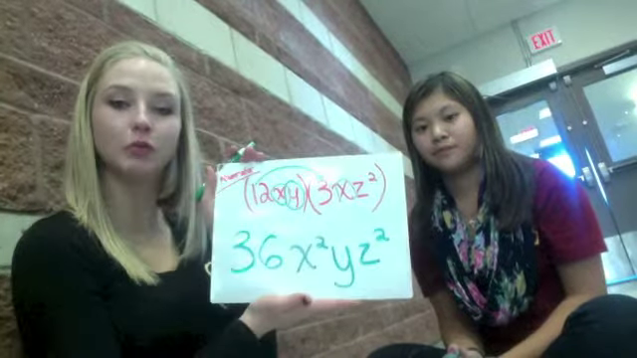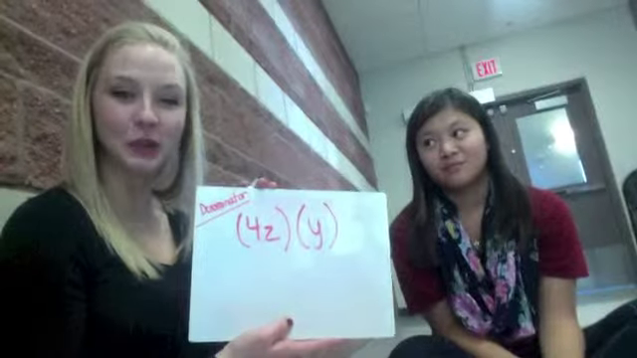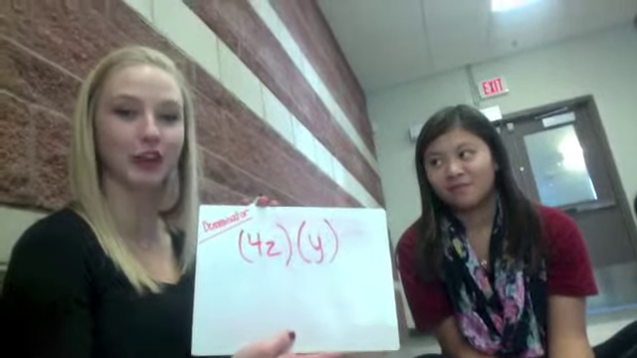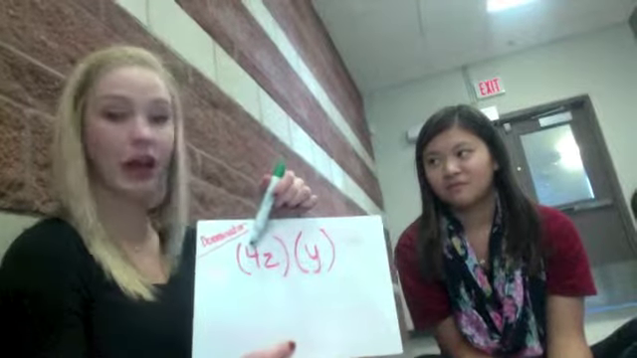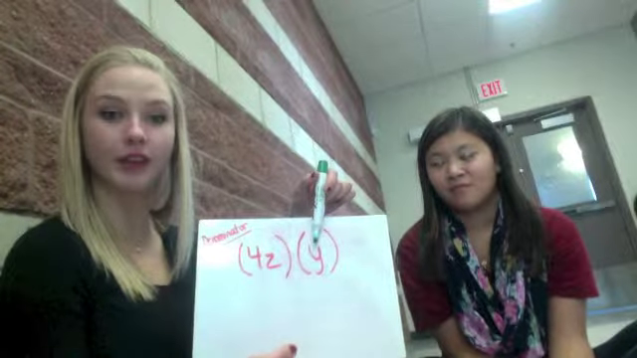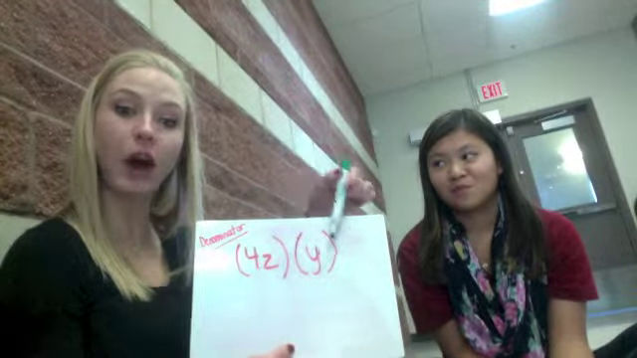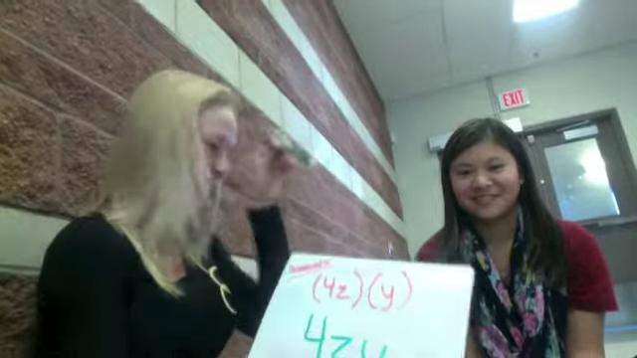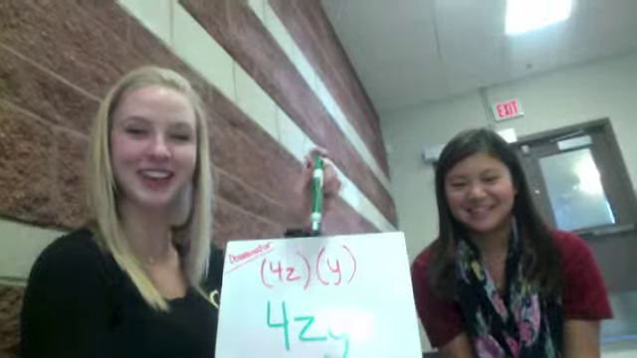So that's the numerator. Now we'll deal with the denominator, which is much simpler than the numerator. In this case, we simply have 4z times y equals 4zy, because 4 times 1 is 4, and z times y is zy.